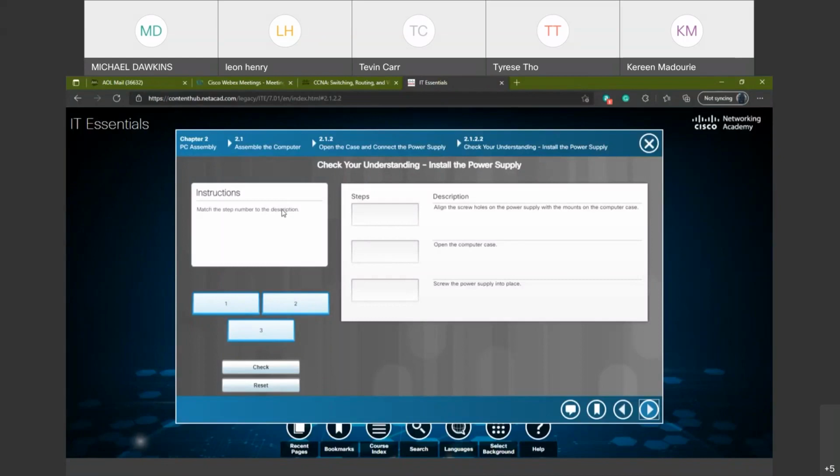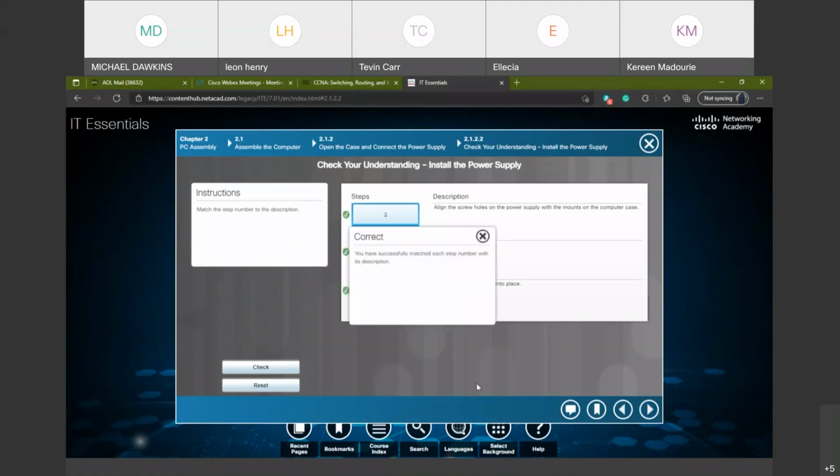All right, so check our understanding. We're talking about the steps in installing the power supply. Number 1 step. What is the first thing we'll do? For number 1, open the computer case. Open the computer case. Okay. Number 2. And the screw holes. Okay. And I guess number 3 will fit there. All right. Good. We're moving on.